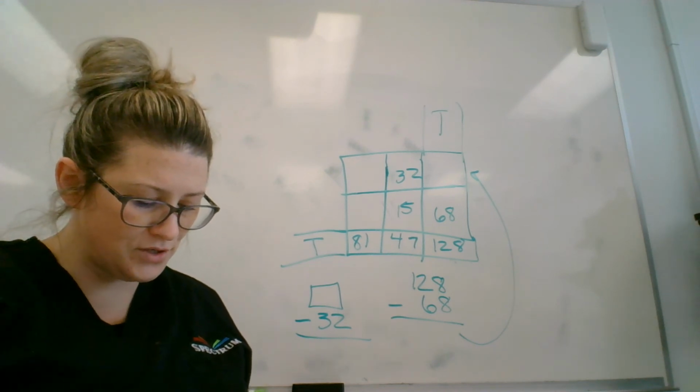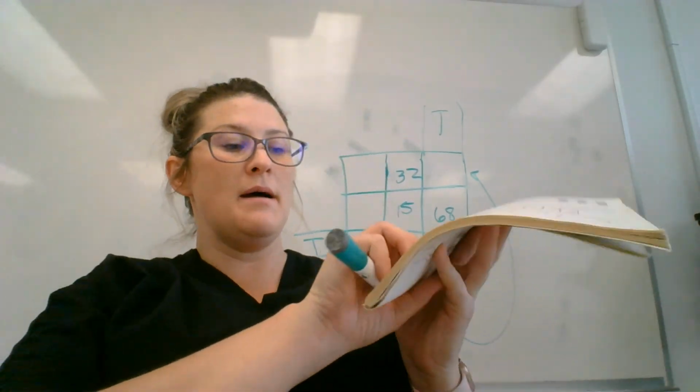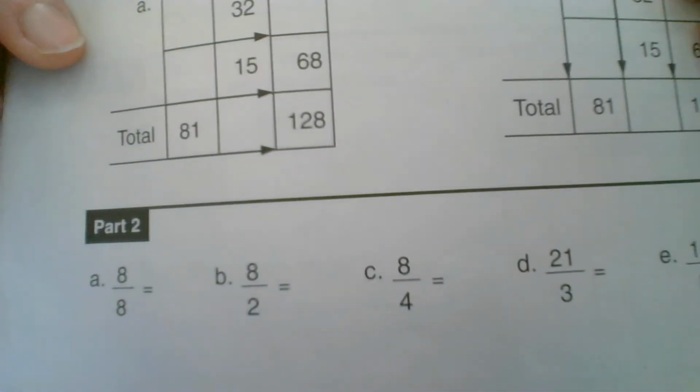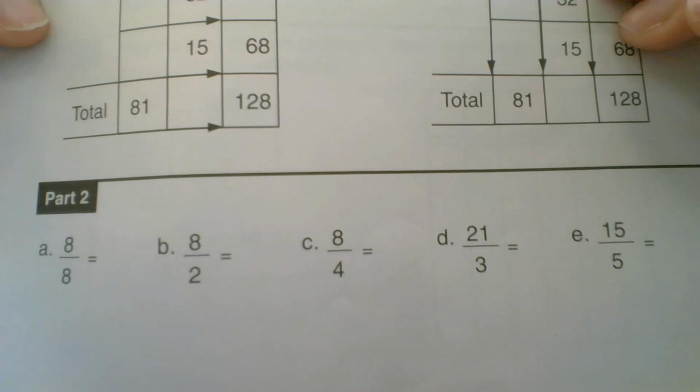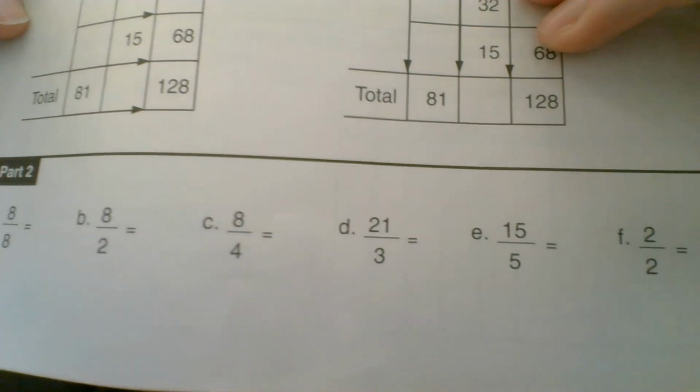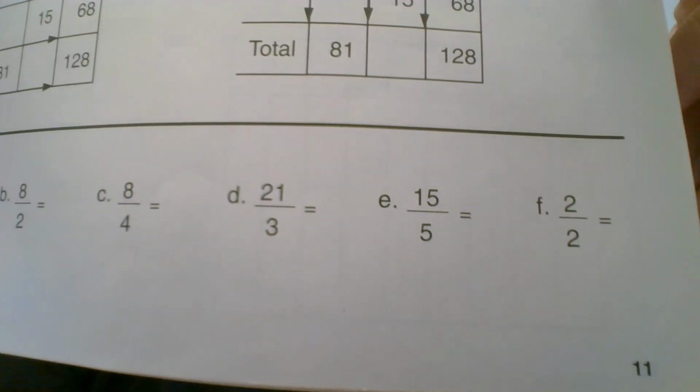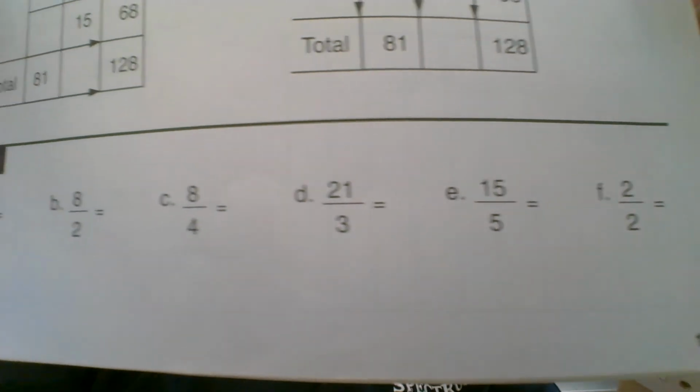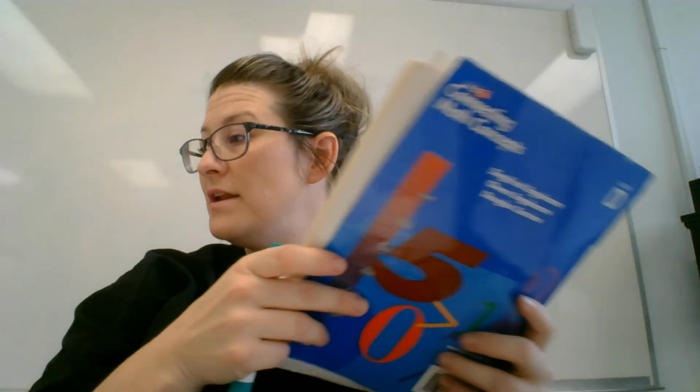When you get to part 2, those are division problems. 8 divided by 8, 8 divided by 2, 8 divided by 4, 21 divided by 3, 15 divided by 5, 2 divided by 2. When you are finished with those workbook portions, please jump back to your textbook, complete the independent work. When you are finished, please submit to your teacher.